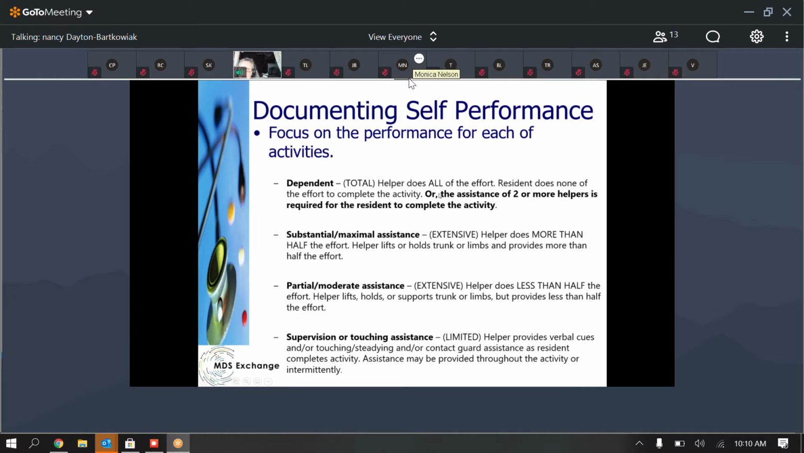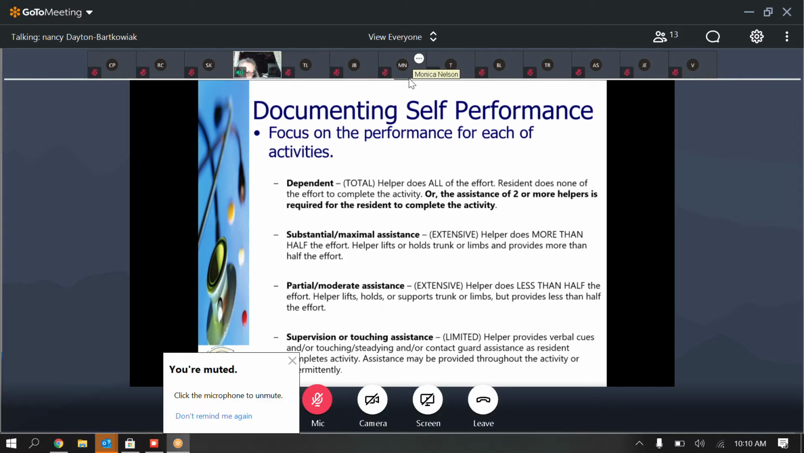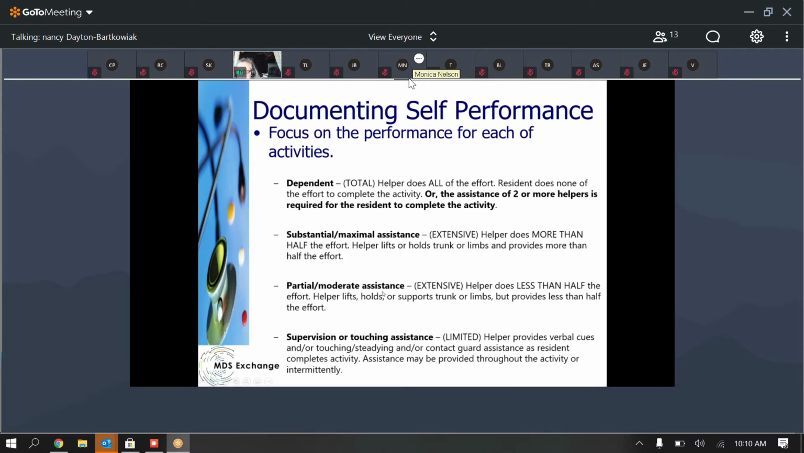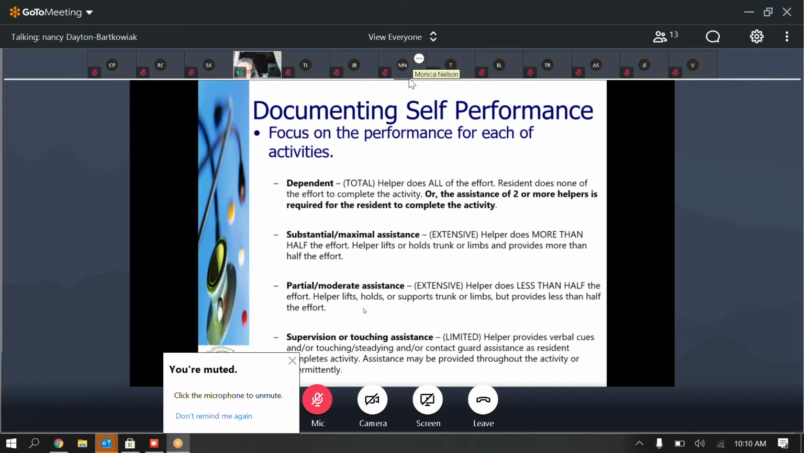So anytime 2 or more helpers are involved and the resident's not able to help, that is going to be coded as dependent. Substantial or maximal assist is defined as an extensive assist, and that's where the helper does more than half of the effort. So the helper is going to do that weight bearing, lifts or holds trunks or limbs, and provides more than half the effort. Partial to moderate assist, helper does less than half. The helper lifts, holds, or supports the trunk or limbs, but provides less than half of the effort.